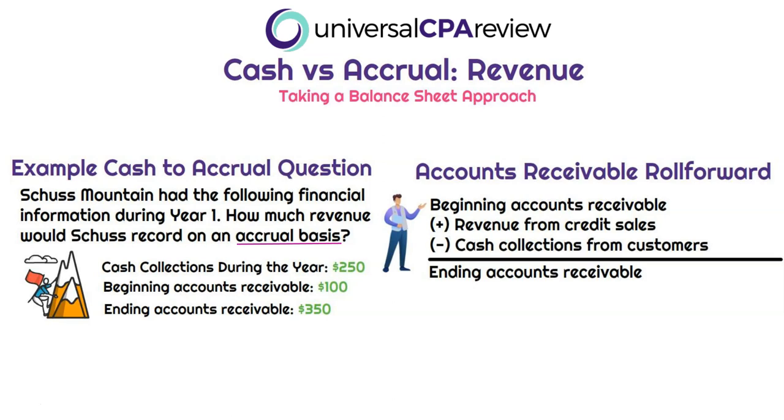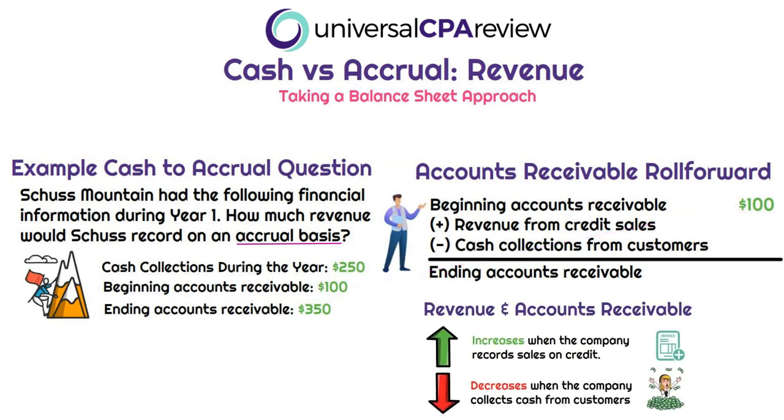So I've set it up here, and as you can see, the first item is going to be a beginning accounts receivable balance, right? And then we'll think about, okay, what increases the account balance? Well, that's going to be revenue from credit sales. Now that's the plug here, right? That's what we don't know. That's what we need to solve for.